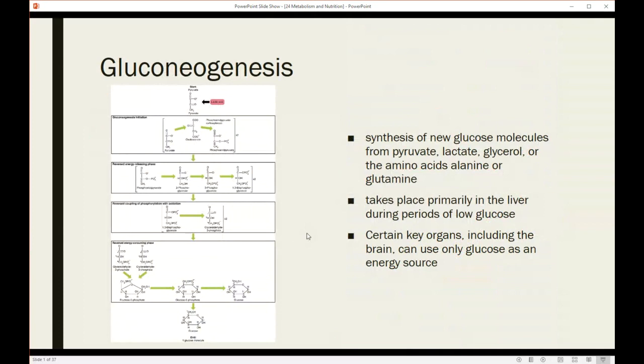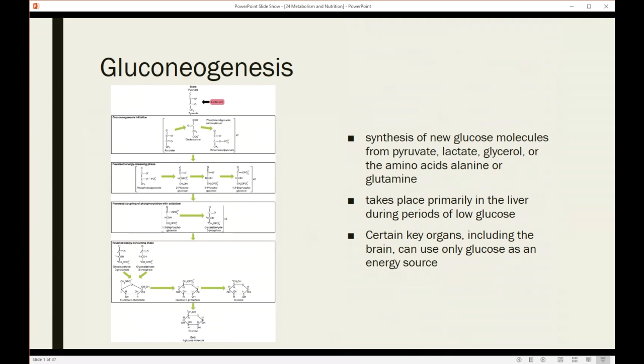Okay. So we can also do gluconeogenesis. Now, neo means new. Genesis means to create. So create new glucose: gluconeogenesis. Create new glucose. And that's exactly what we're doing. We can synthesize new glucose molecules. We can do it from pyruvate.